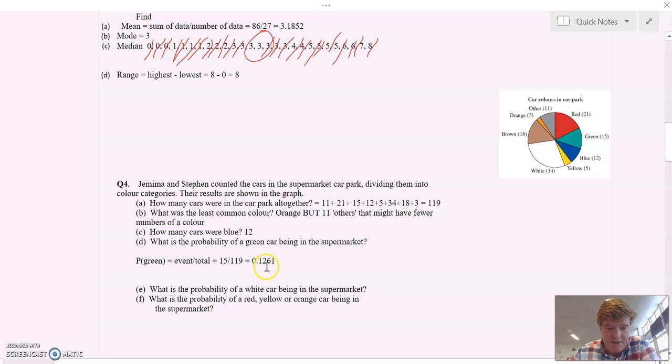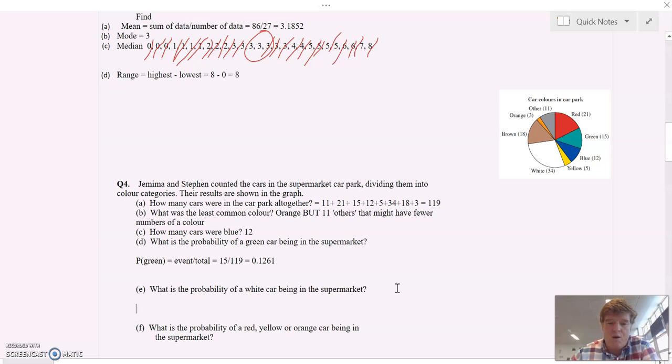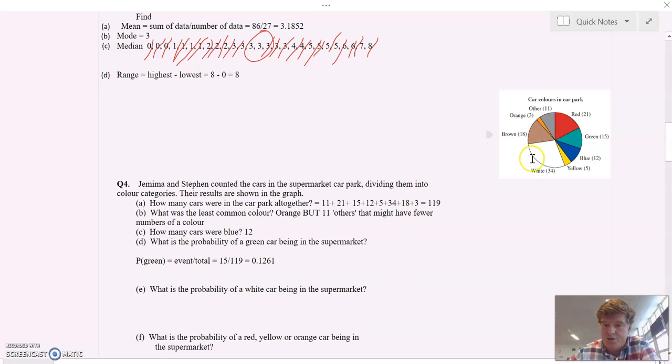We'd say go to 2 decimal places, round the 2 up because there's a 6 following. Next question, what's the probability of a white car being in the supermarket when you choose? There's 34 whites. Probability of the white equals 34 divided by 119. That's an absolutely fine answer. There's no way of simplifying it, but there's also a decimal there.